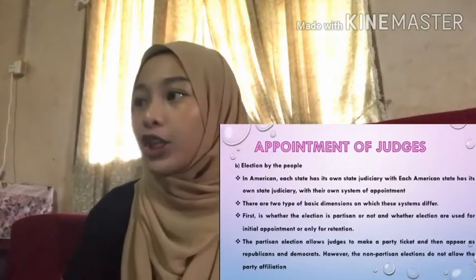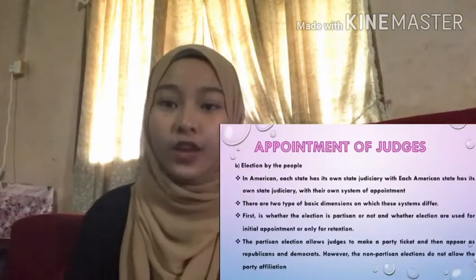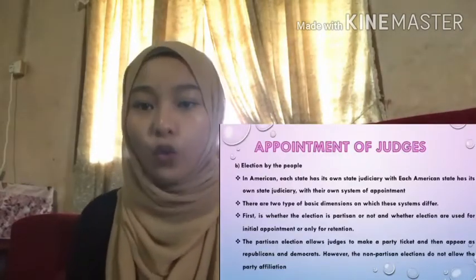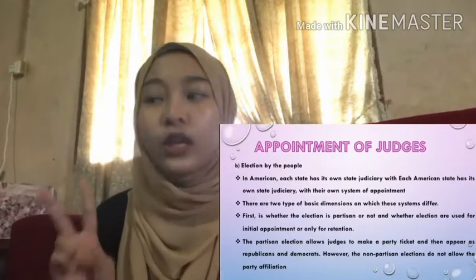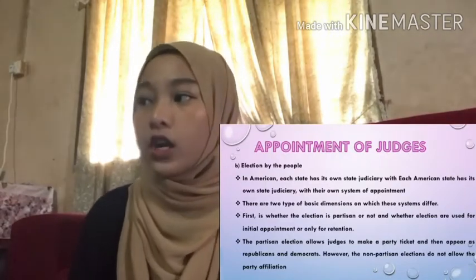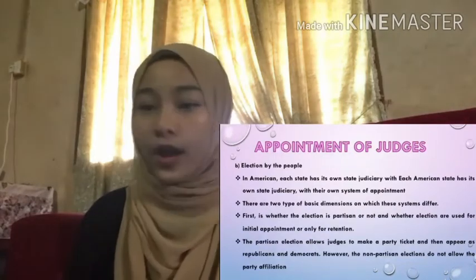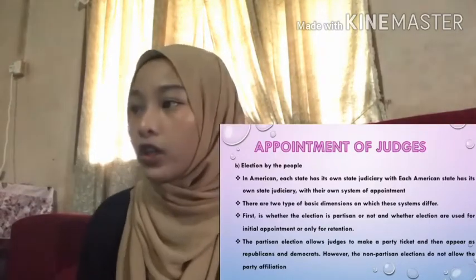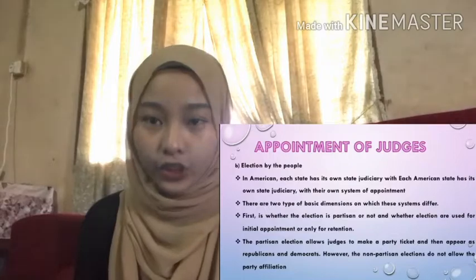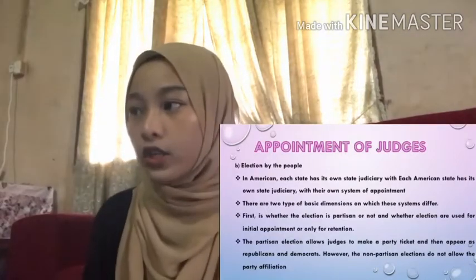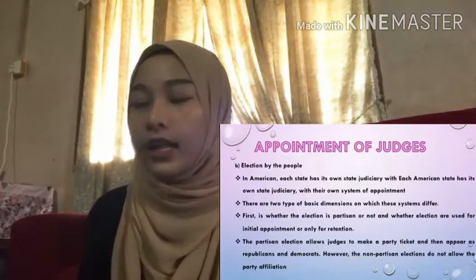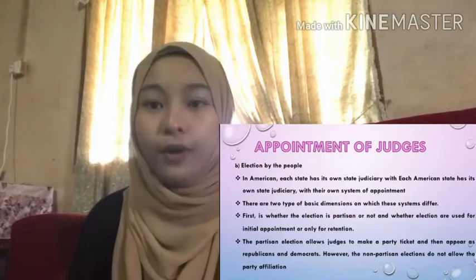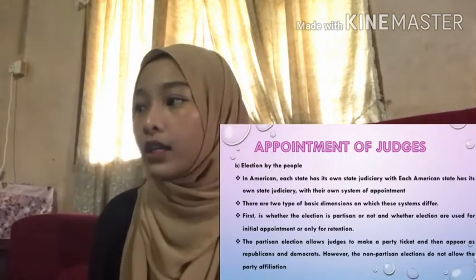In America, each state has its own state judiciary with their own system of appointments. There are two basic dimensions on which this system differs. First is whether the election is partisan or not, and whether elections are used for initial appointment or only for retention. The partisan election allows judges to run on a party ticket and appear as Republican and Democrat. However, the non-partisan election does not allow party affiliation.